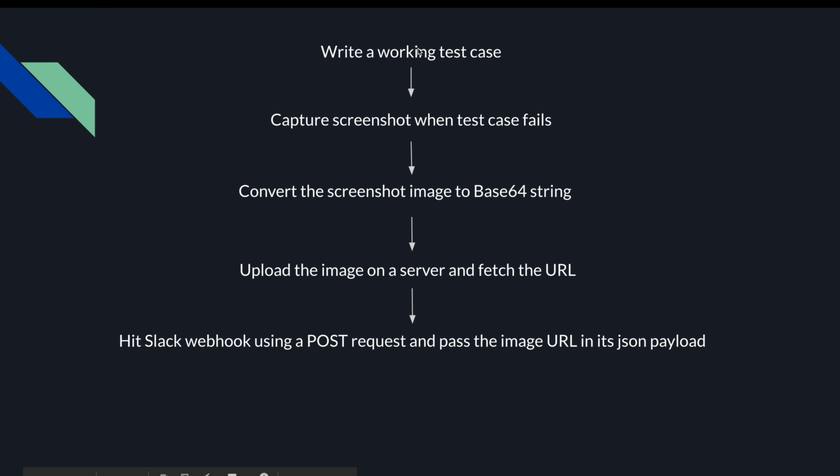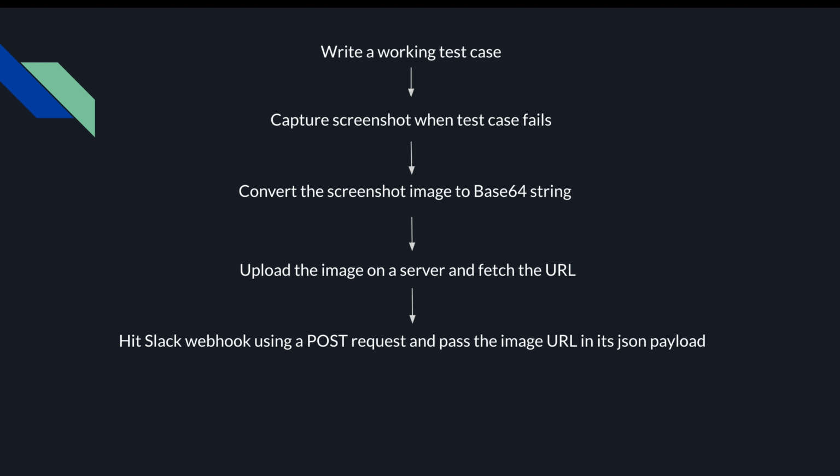Our first step is to write a working test case. Second step is to capture the screenshot whenever the test case fails. And here we would be using the getScreenshotAs method to capture the screenshot. And as we know, we need to use a JSON payload in the Slack incoming webhook post request to send anything on the Slack.